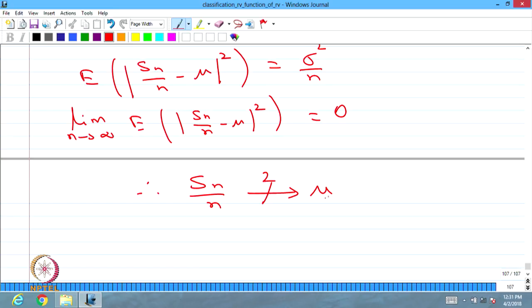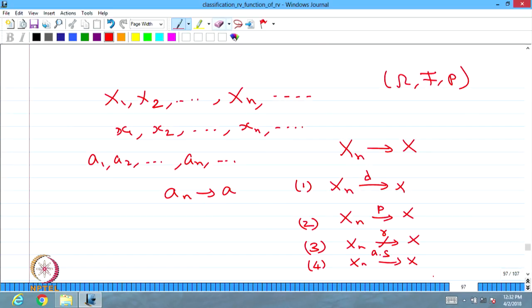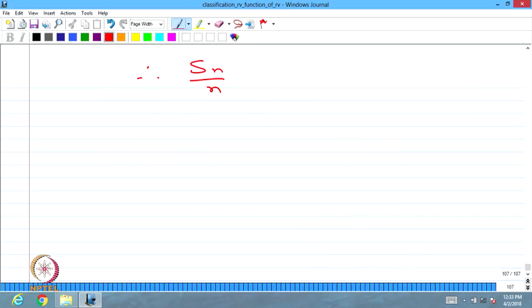The right hand side is not a random variable, it takes a value mu, that means it's a random variable that takes the value mu with probability 1. So Xn converges in the rth moment with the number r. In notation, we write Sn by n converges to mu in the second order moment. On the right hand side, mu means it's a random variable that takes the value mu with probability 1.